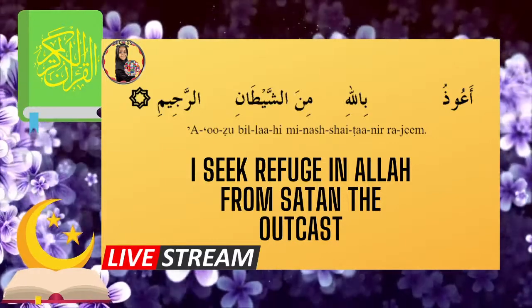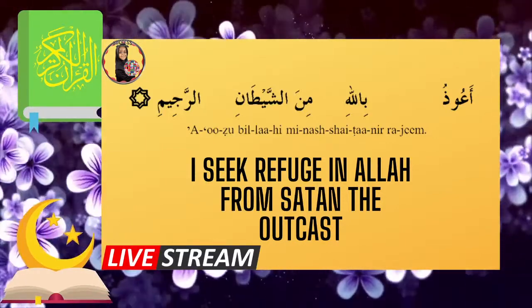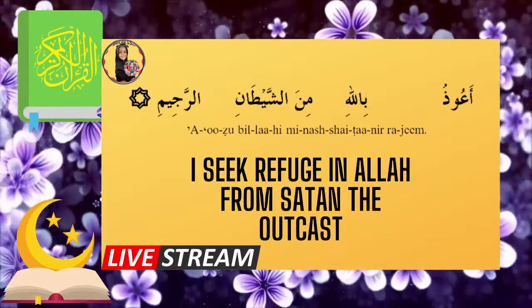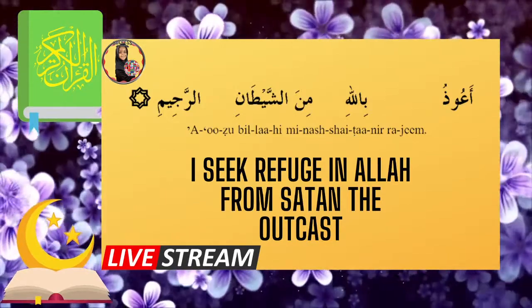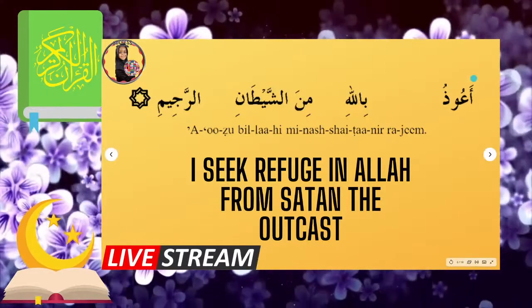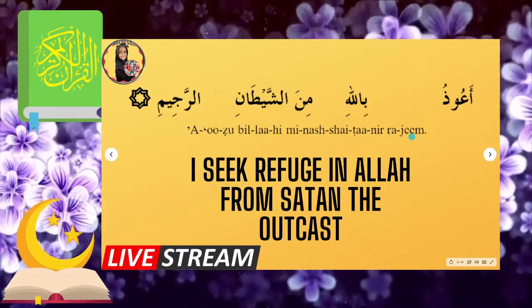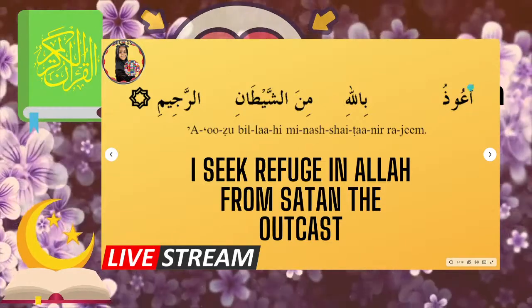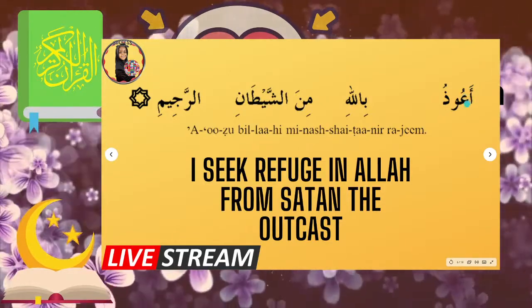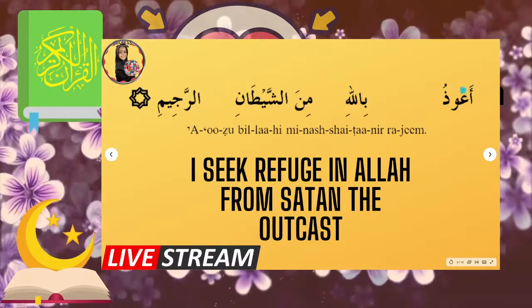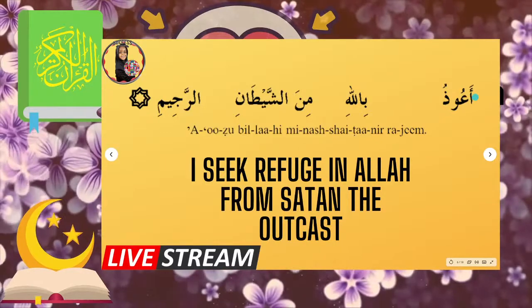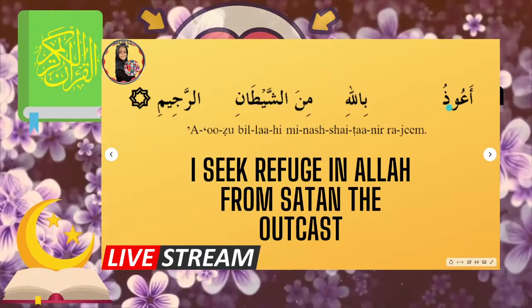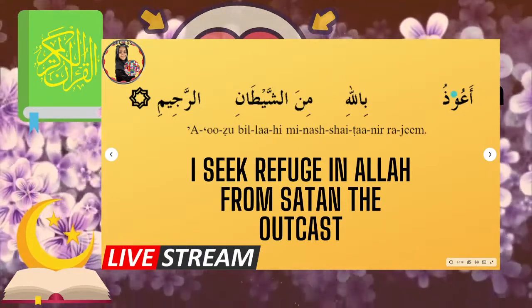Shad, if you can explain A'udhu billahi minash shaitanir rajim for us. Yes, so here is Alif, the first letter with a fatha, which means Alif fatha A. And then there is Ayn with Dhamma, which means U, A-U. And then this wow makes it a little bit stronger, like A-U. It makes the U sound.